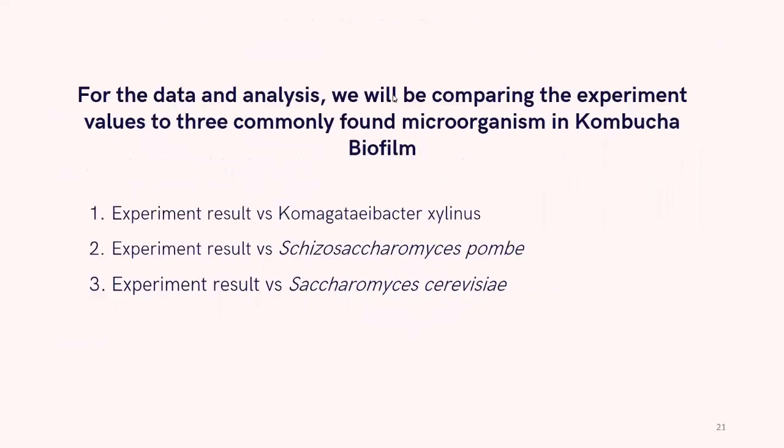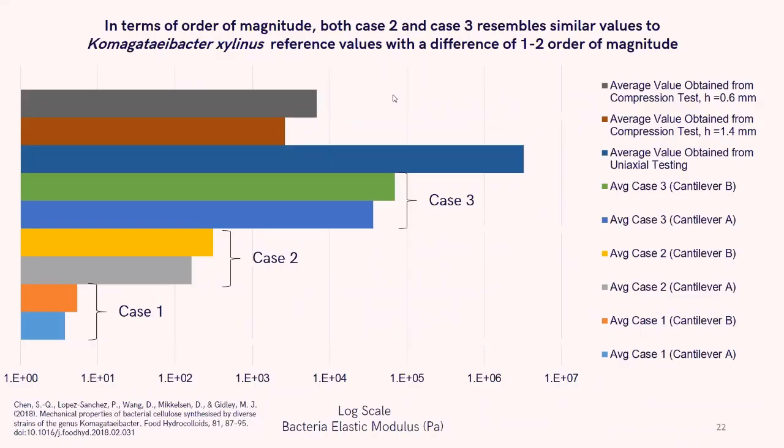For the data and analysis, we will be comparing the experiment values to three commonly found microorganisms in kombucha biofilm. We will be comparing to Komagataeibacter saccharivorans, Schizosaccharomyces pombe, and Saccharomyces cerevisiae. And in terms of order of magnitude, both case 2 and case 3 resemble similar values to Komagataeibacter reference values, with a difference of 1 to 2 orders of magnitude.